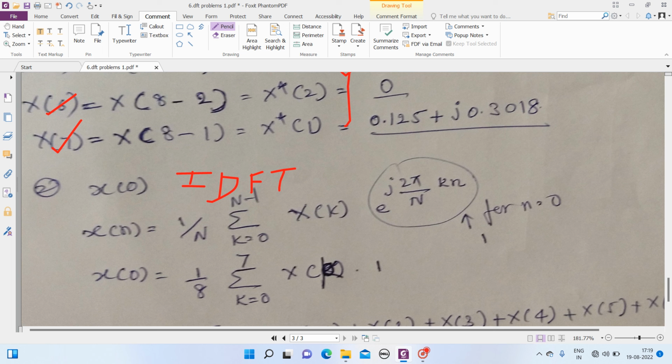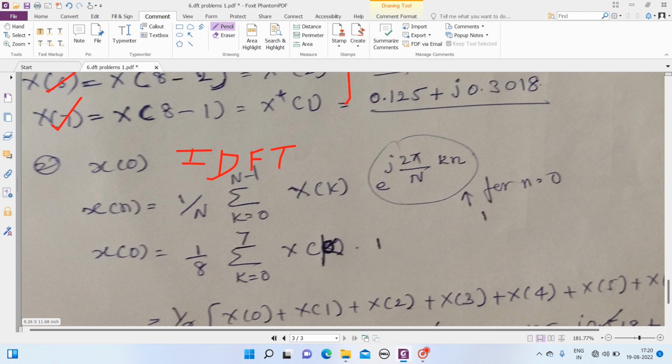So this is the inverse discrete Fourier transform equation. X of n is equal to 1 by N, summation k is equal to 0 to N minus 1, X of k. Here we don't have minus j. So for IDFT it is a plus j 2 pi by N into kn. Just apply n value 0, so we just have to estimate the value of x of 0, right? 1 by 8 summation k is equal to 0 to 7. N value is 8, 8 minus 1 is 7, right?